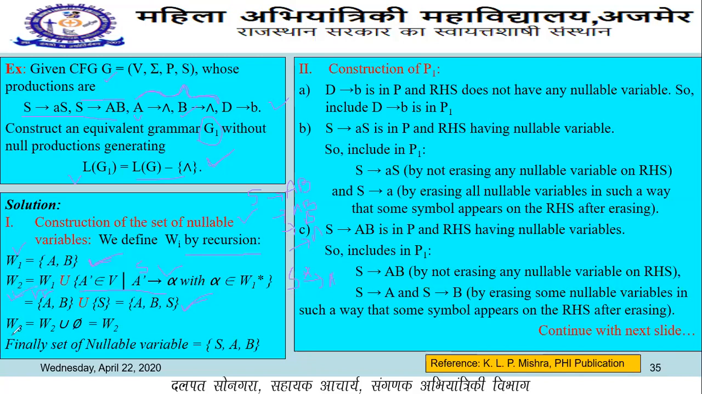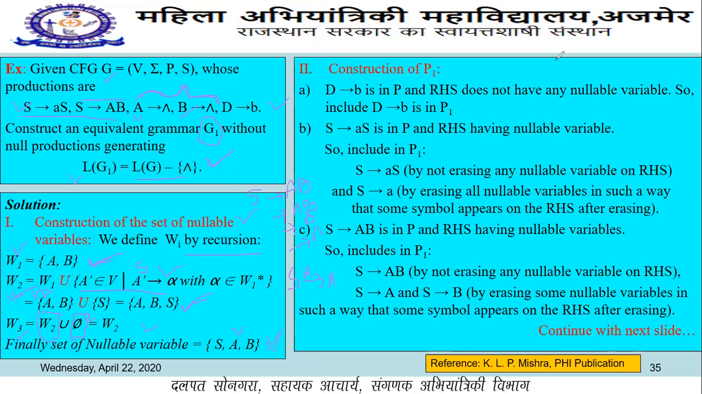Now we go for iteration 3, in which we use the previously calculated set of nullable variables, that is W2, and this time no new variable is found by using the productions in grammar G. So W3 equals W2. So W2 is our set of nullable variables in grammar G, that is S, A, B. So this is our set of nullable variables.